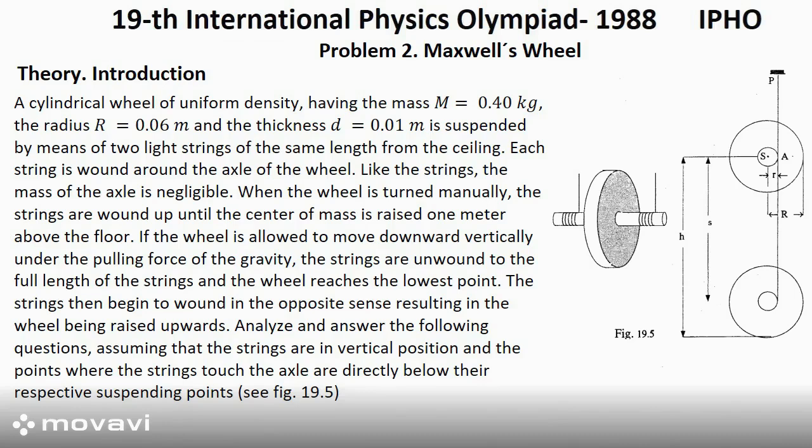above the floor. If the wheel is allowed to move downward vertically under the pulling force of gravity, the strings are unwound to the full length of the strings, and the wheel reaches the lowest point. The strings then begin to wound in the opposite sense, resulting in the wheel being raised upwards. Analyze and answer the following questions, assuming that the strings are in vertical position, and the points where the strings touch the axle are directly below their respective suspending points. See Figure 19.5.